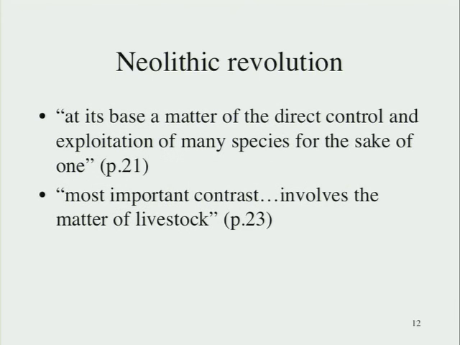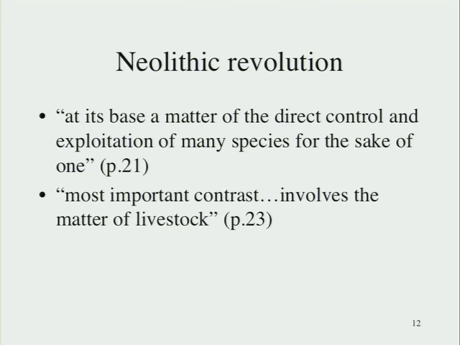The Neolithic Revolution, according to Crosby, at its base is a matter of the direct control and exploitation of many species for the sake of one. So he's looking at this ecologically. He's sort of asking, what are the ecological circumstances surrounding or consequences of the Neolithic Revolution? And he's going to zero in on agriculture, the domestication of plants and animals. And he's suggesting this is when humans, as one species, come to control and exploit other species of plants and animals for their own benefit.